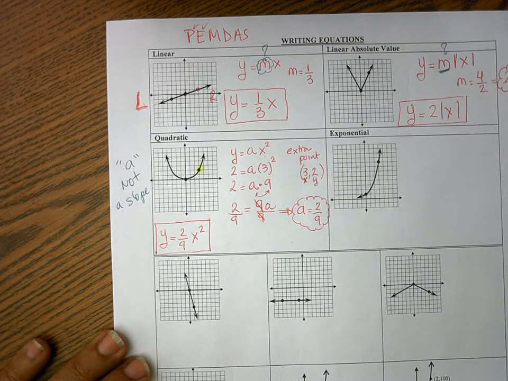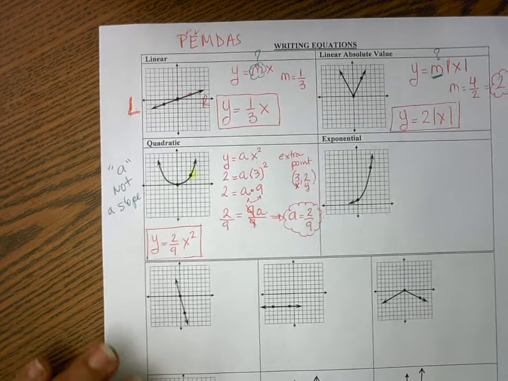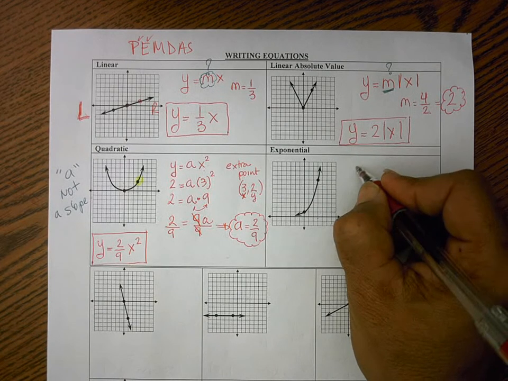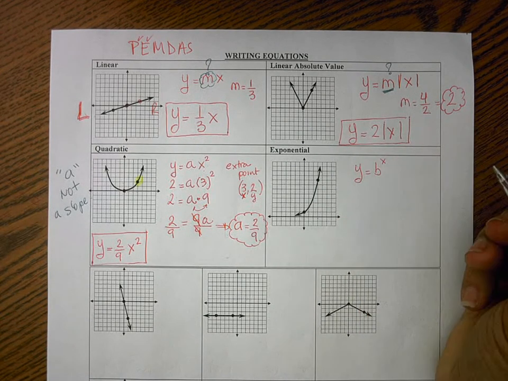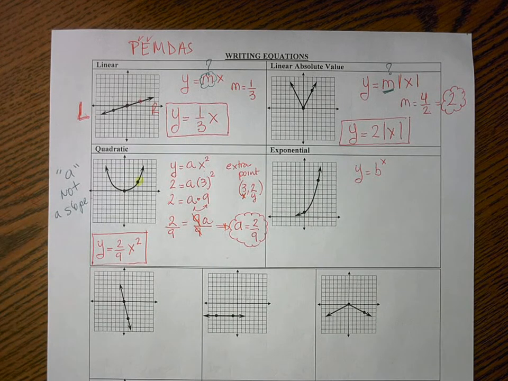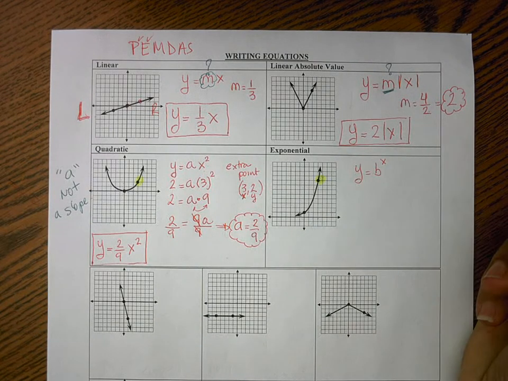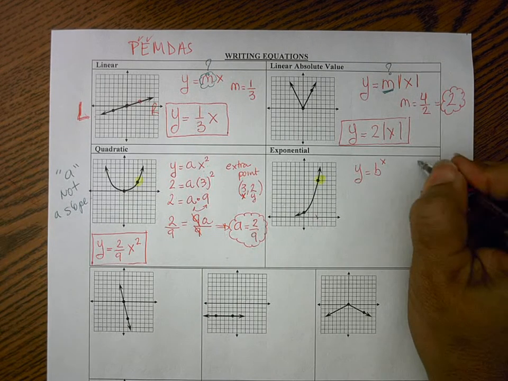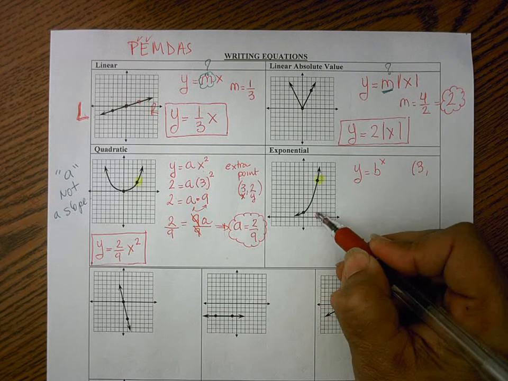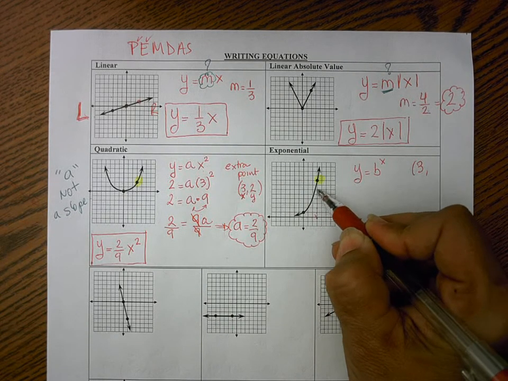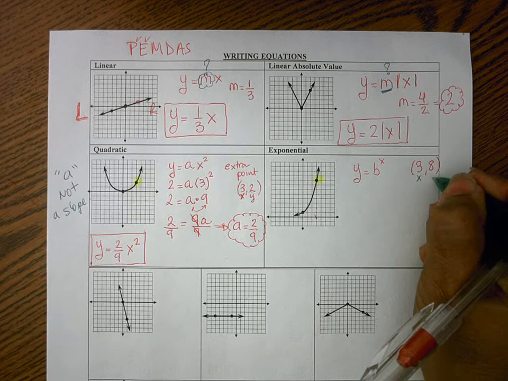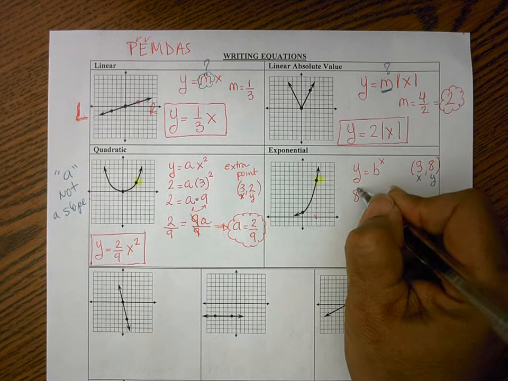They always give us a little extra point. It's the same thing with the exponential. I know the general equation, y equals b to the x value. Let's pick this extra point right here on the top so we can plug it in and solve for the base. We want to discover what the base is. On the x-axis, 1, 2, 3, and then up 1, 2, 3, 4, 5, 6, 7, 8. So (3, 8). We're going to plug in a 3 for x and an 8 for y. So 8 equals b to the 3rd power.